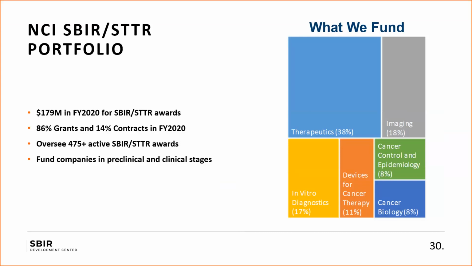And here's where our portfolio falls, just based on what applications we see and what peer reviews competitively. Not surprisingly, we see a lot of therapeutics, a lot of diagnostics, and a lot of devices for cancer therapy. Imaging is also another, new imaging tools, software to make imaging clearer or more streamlined, right? Those make up a lot of our portfolio. Cancer biology and cancer control. I mean, we see a lot of e-health too, and so that'll fall into those categories.